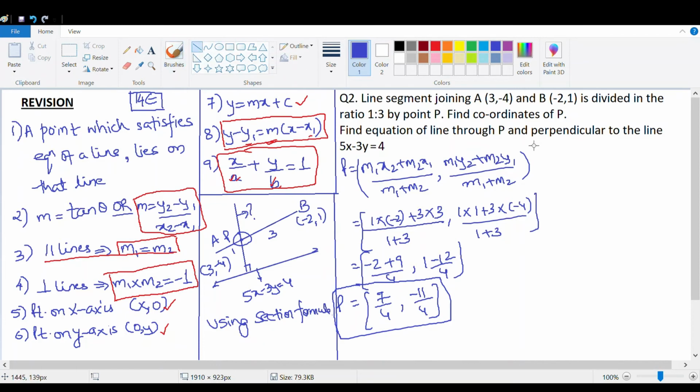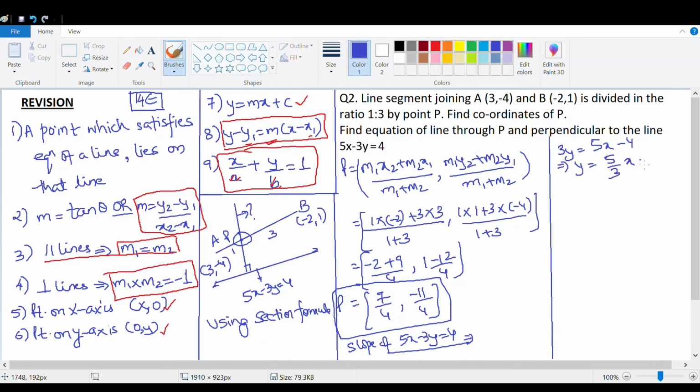Let's look at the second part. The second part says find the equation of the line passing through P and perpendicular. So the slope of 5x minus 3y is equal to 4. Let's calculate. This would be written as 3y is equal to 5x minus 4, which means y is equal to 5 by 3 x minus 4 by 3. Therefore, slope is equal to 5 by 3.